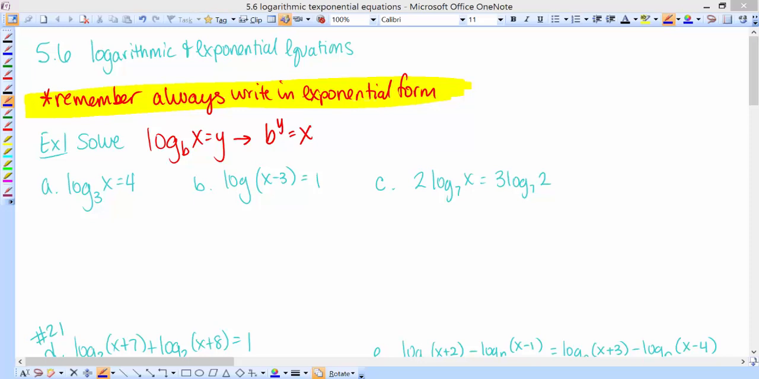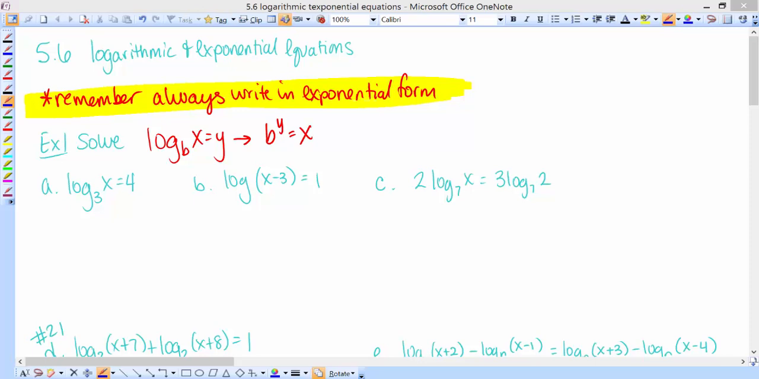5.6, logarithmic and exponential equations. So now we're really getting into the meat of solving these logarithmic equations. And we've really got to be pros by now going from logarithmic to exponential form. If not, go back and finish those classwork problems that you have not done yet on changing from log to exponential form. It is going to make everything easier for you.